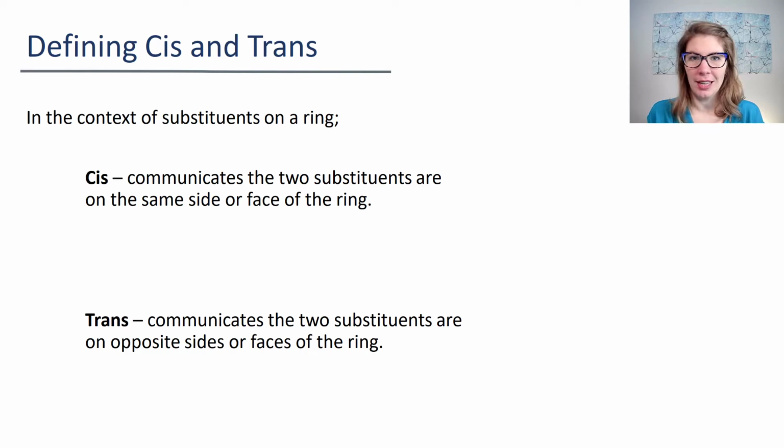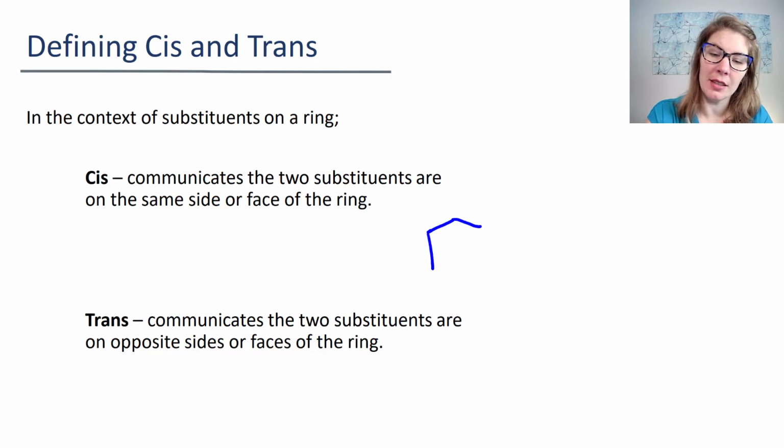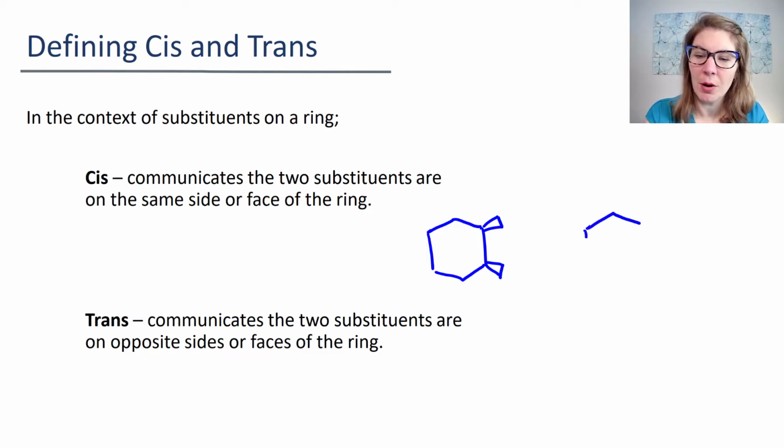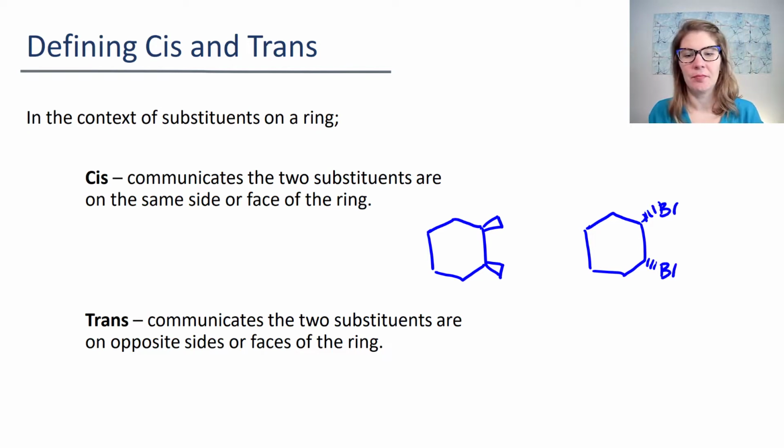Let's talk about cis and trans in the context of a ring. When we're talking about cycloalkanes, when we utilize the word cis, what that means is the two substituents are on the same face of the ring. Remember how we said wedges were pointing up and dashes were pointing behind the plane of the ring? If the two substituents are both wedge, then this is cis. If your two substituents are both dash, then this is also cis.